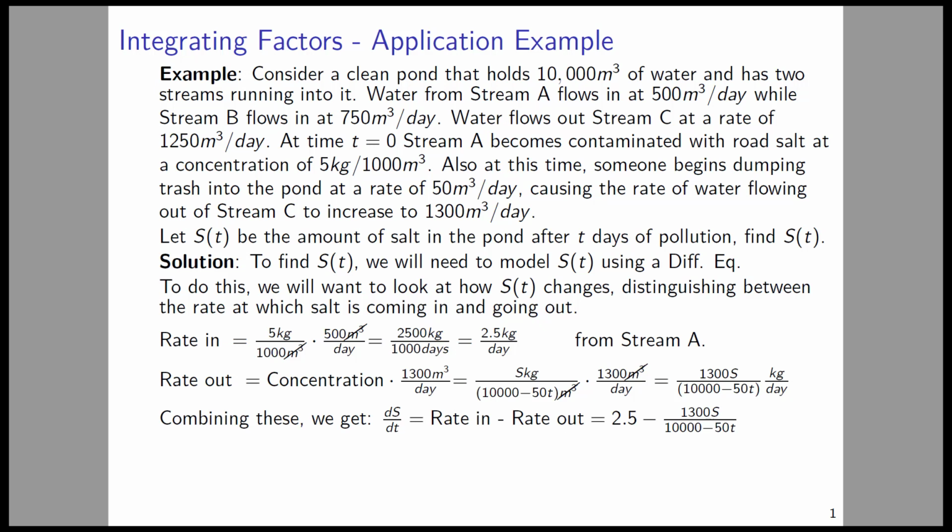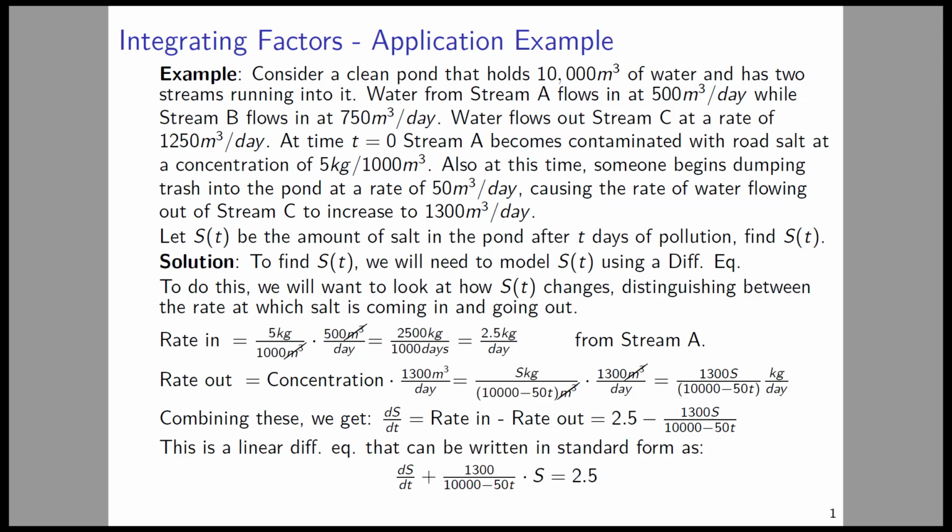And combining these, we get the differential equation dS/dt is equal to the rate of salt coming in minus the rate of salt going out, which is 2.5 minus 1,300 S over 10,000 minus 50t. So we've now modeled S of t with this linear differential equation, which we can write in standard form as dS/dt plus 1,300 over 10,000 minus 50t times S is equal to 2.5.